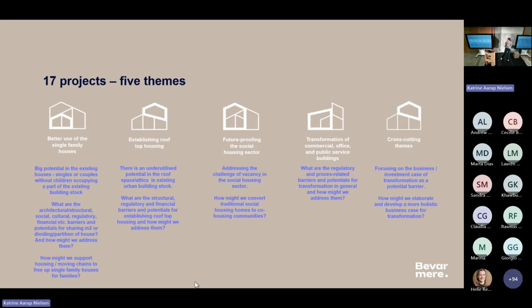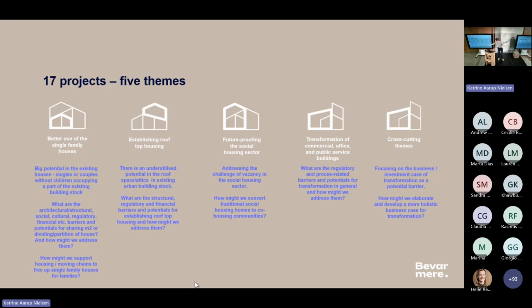Then we have, maybe the odd one out, I'm not quite sure, the social housing sector and the future-proofing of this. And they are addressing the challenge of vacancies in the social housing sector. And that's basically because of changes in demographics. But how might we convert traditional social housing to co-housing communities? So actually introducing a whole new way of living within the social sector.